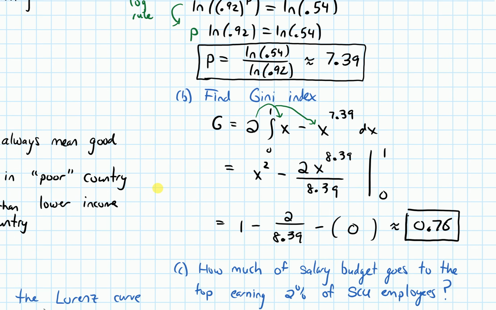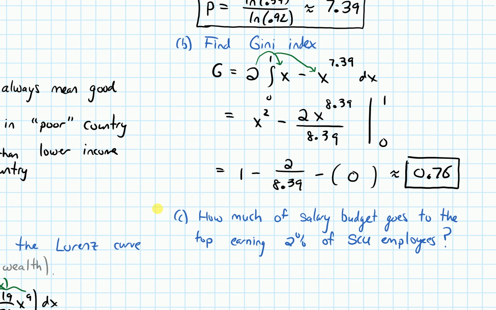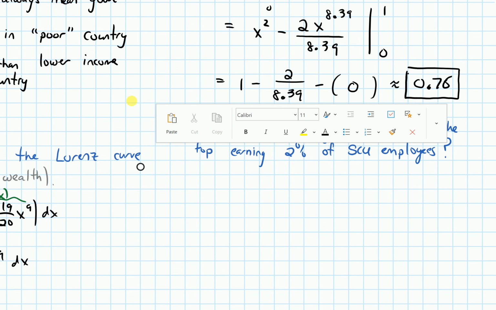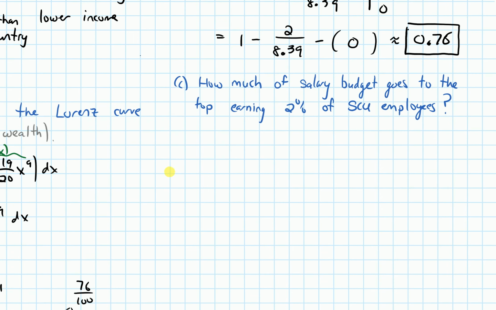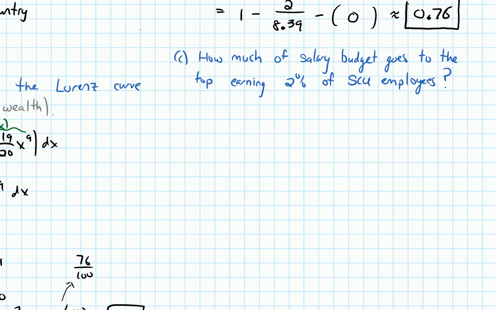All right, so let's do one more part of this example. Part C, how much of the salary budget goes to the top earning 2% of SCU employees? Alrighty, so for this one, I want to give you all a chance to try this, but with more time. So this time, pause the video for about 2 to 3 minutes to try this one.